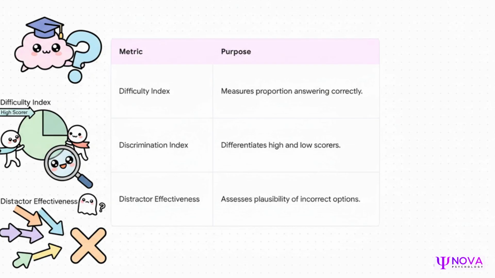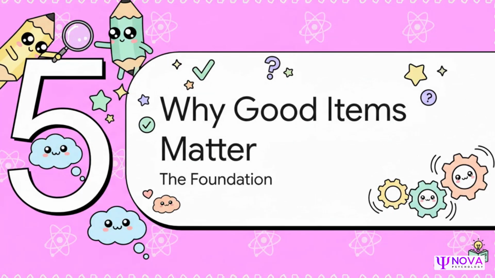Finally, you look at distractor effectiveness to make sure the wrong answers are actually tricking the people who don't know the material. Any item that bombs these tests gets either rewritten or more likely just tossed out. So, you might be wondering, why go through all this trouble, this massive, multi-stage process? Well, the reason is simple.